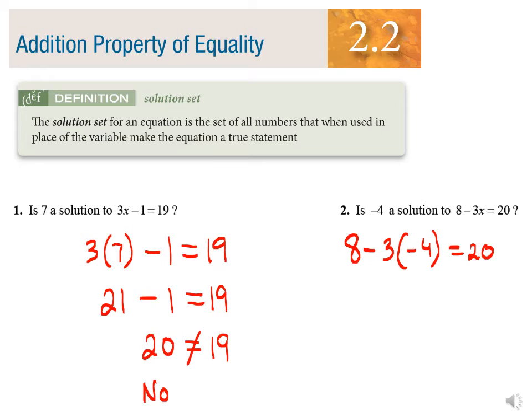All right, what I tend to do is if I have a subtraction symbol out here, I tend to think of this as a -3 times a -4. I just think of these as negatives because they sometimes are interchangeable here. So 8, how about plus 12? Is that right? 8 plus 12, 20? Yep. So there it is. Yes, 20 does equal 20. Therefore, -4 is a solution to this problem.